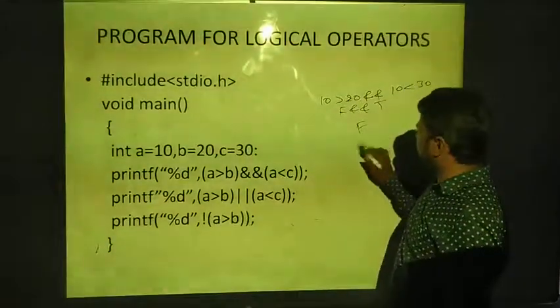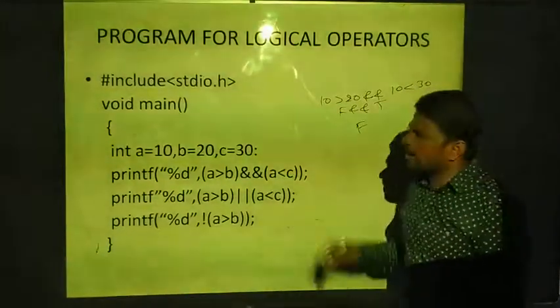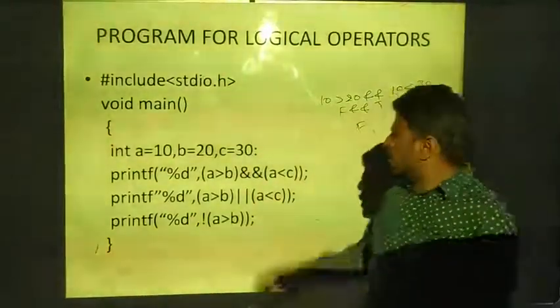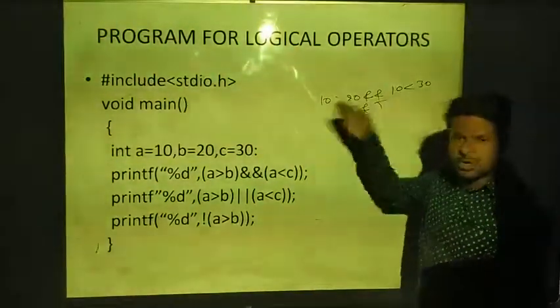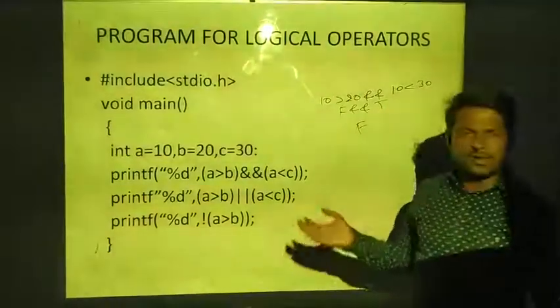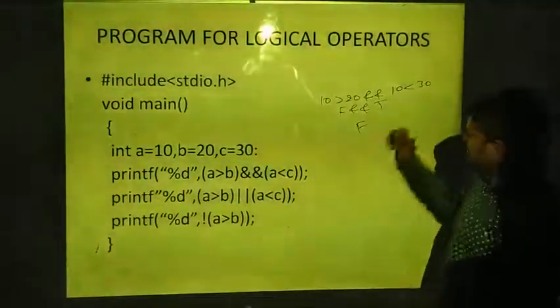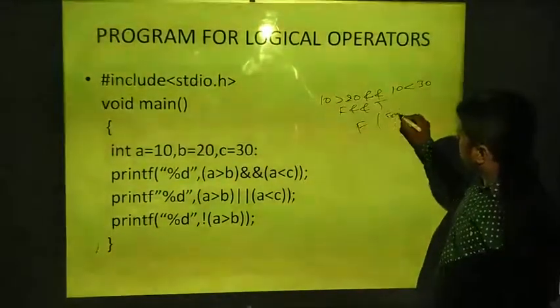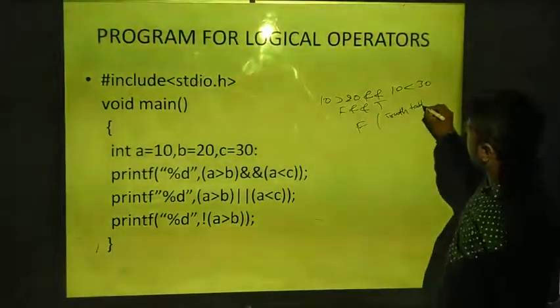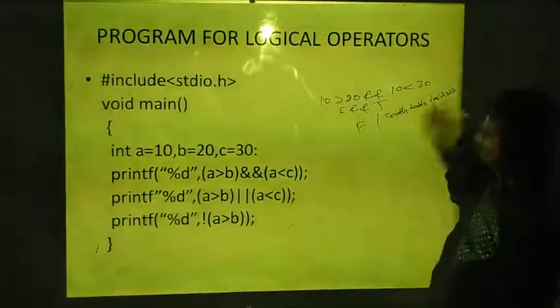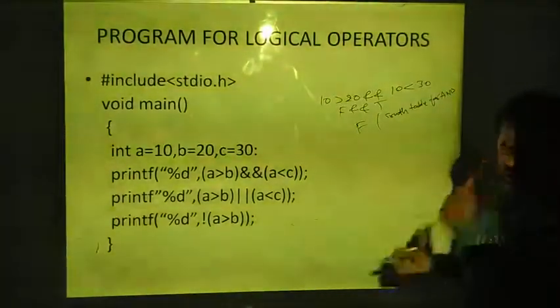I can write here false. Why? Because I know the truth table. Just before, we saw that if both the expressions are true, then only the result expression will be true. Otherwise, it is false. False and true is false. You can see it in the truth table for AND. Just before, I explained the truth table.